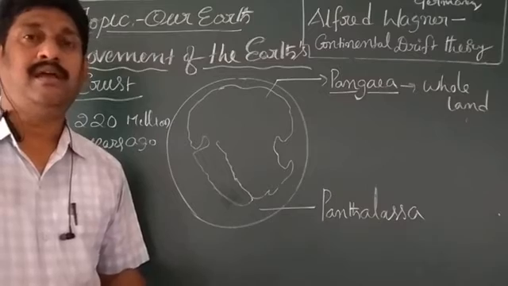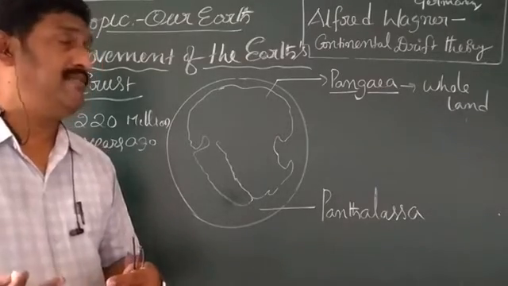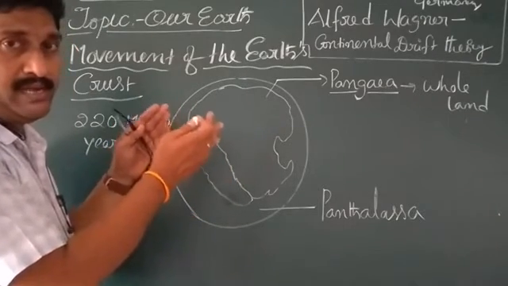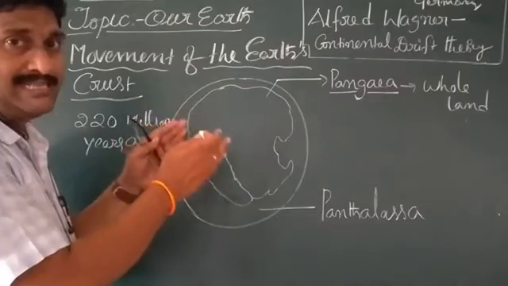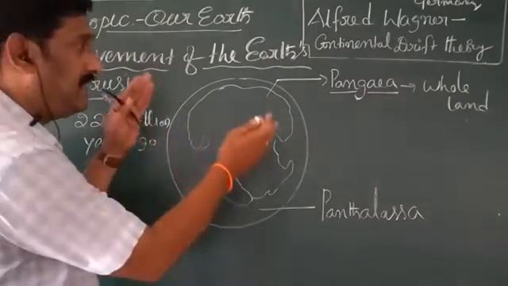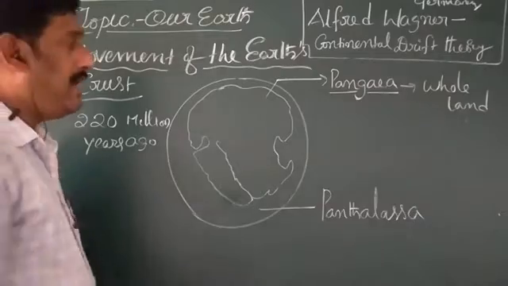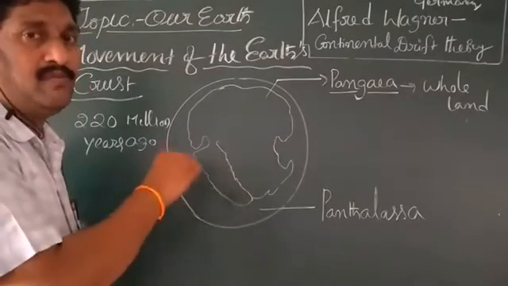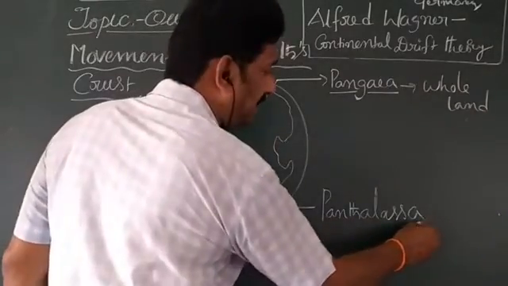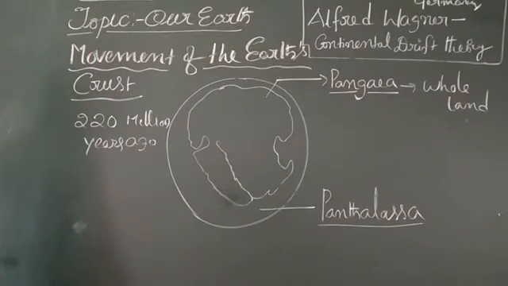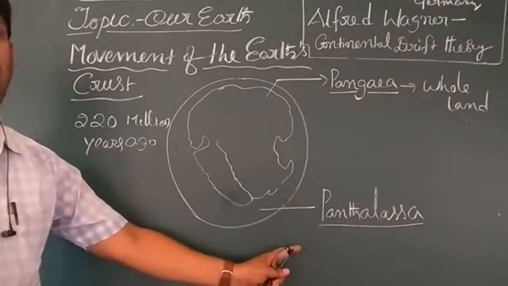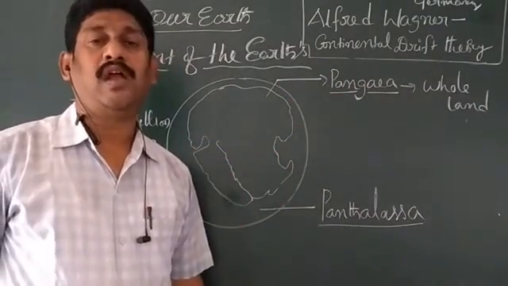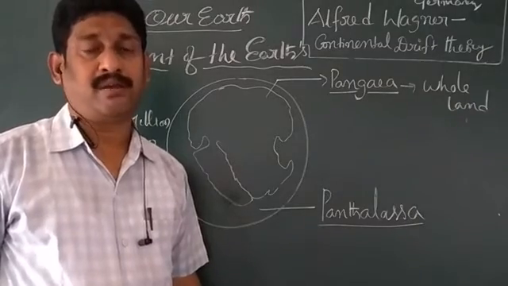So gradually, what happened here? I hope you have understood. 220 million years ago, Earth had only one part of the land, that is the whole land, and the remaining water bodies also existed. That whole part of the water bodies is called Panthalassa, and the overall whole land part is called Pangea, according to the German terminology.